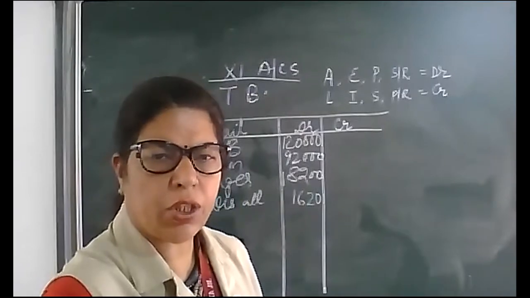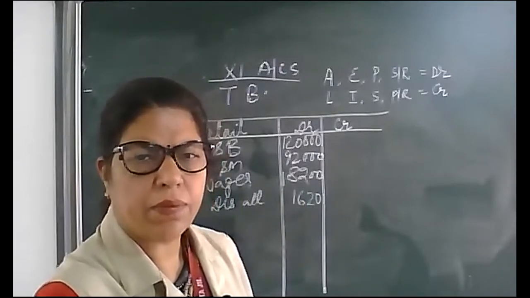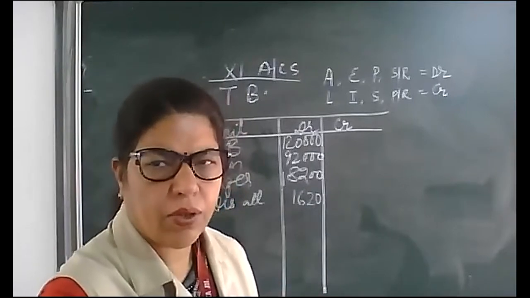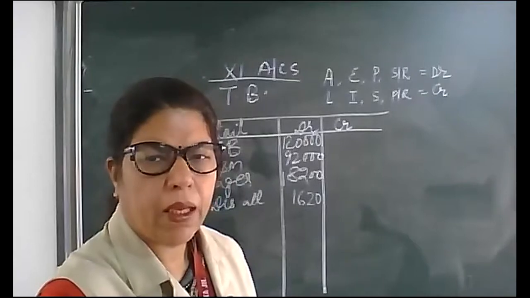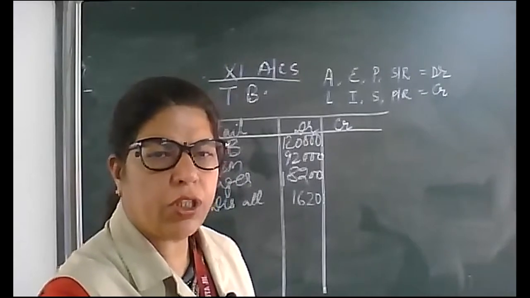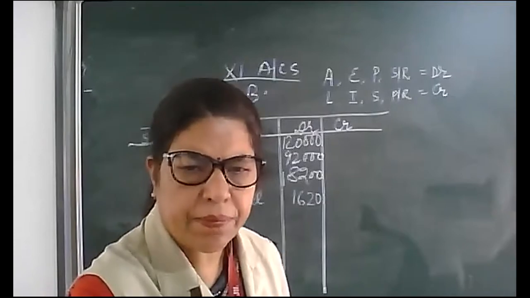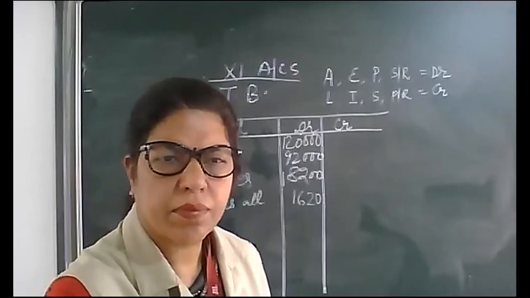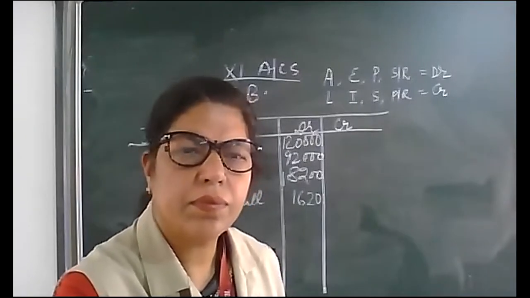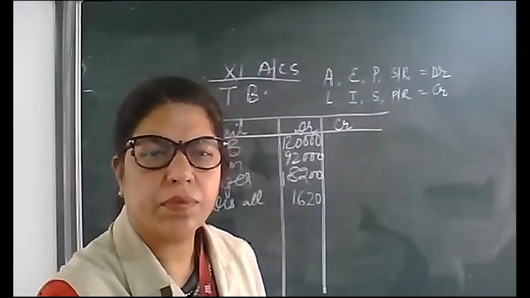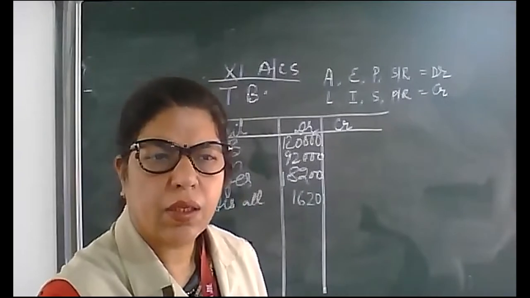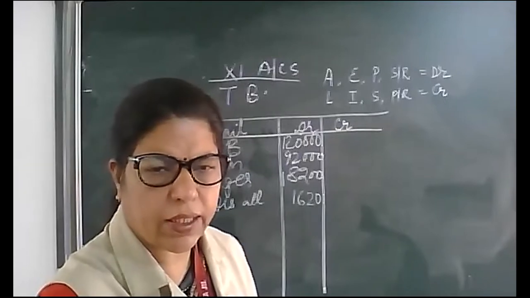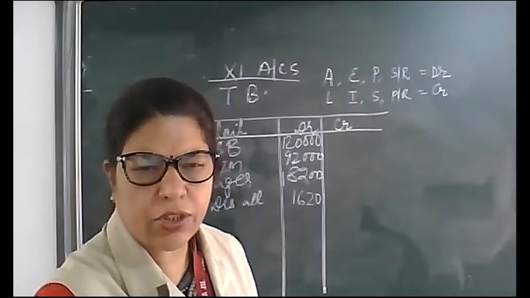Noel John, what is your total, my dear? Ma'am, my table is not complete. Okay, first complete it. Jatin Bhatia, what's your total in credit side? I was unable to note the last two ones. Okay, I'll show it. I'll show you that screen again. Yes, children, now look here.